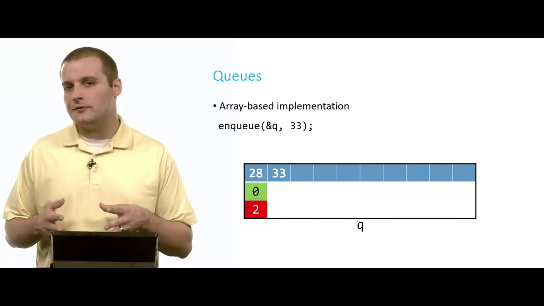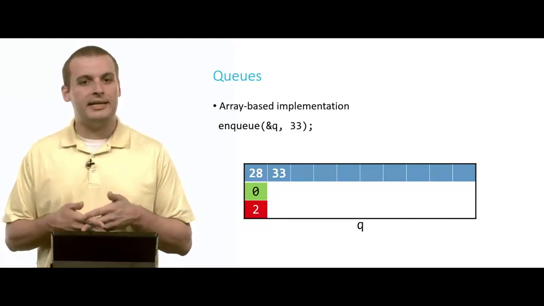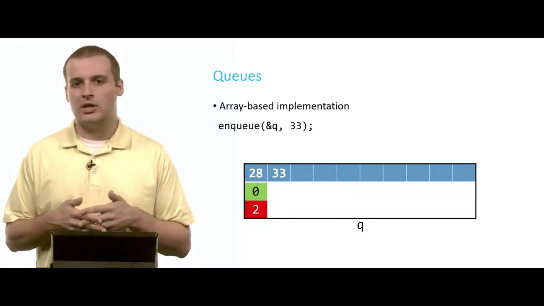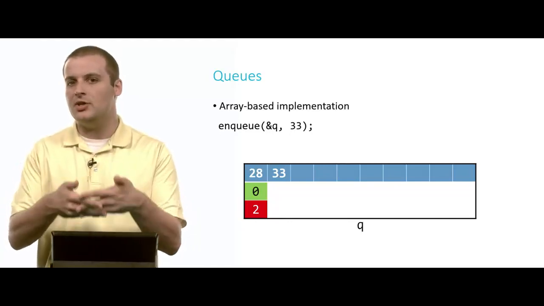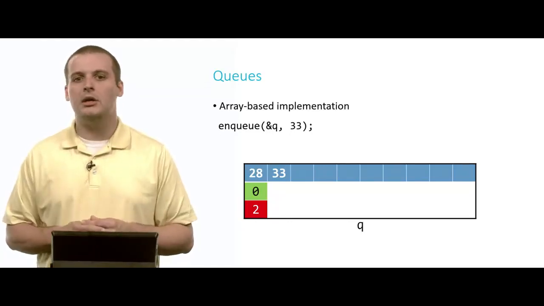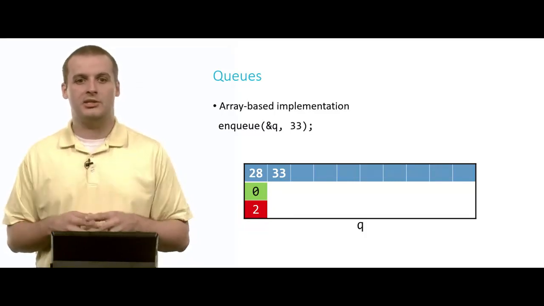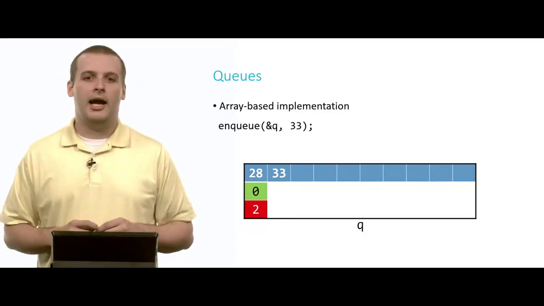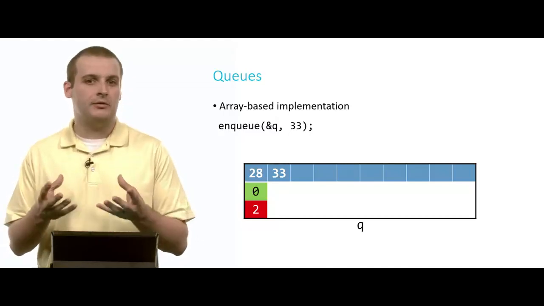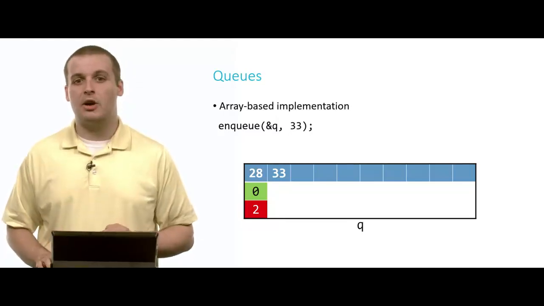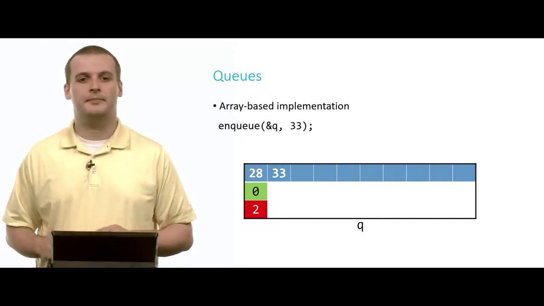Again, we're not changing the front of our queue because 28 is still the oldest element. And when we eventually get to dequeuing, removing elements from this queue, we want to know where the oldest element is. And so we always need to maintain some indicator of where that is. So that's what the 0 is there for. That's what front is there for.